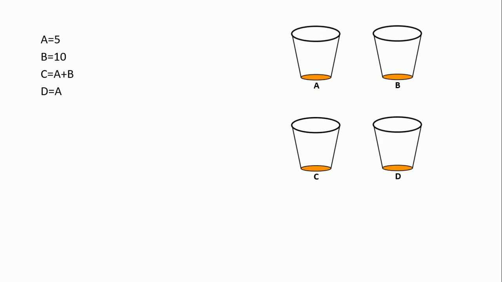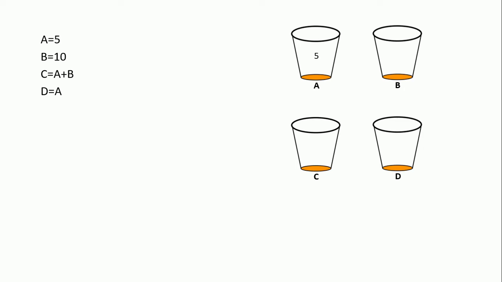So A is getting assigned the value 5. That's how we read it. We don't say A equal 5. We say A is getting assigned the value 5, which means get a container in memory called A and put the value 5 inside it. B is getting assigned the value 10. Get a container in memory called B and put in the value 10. Right? So let's do that one.